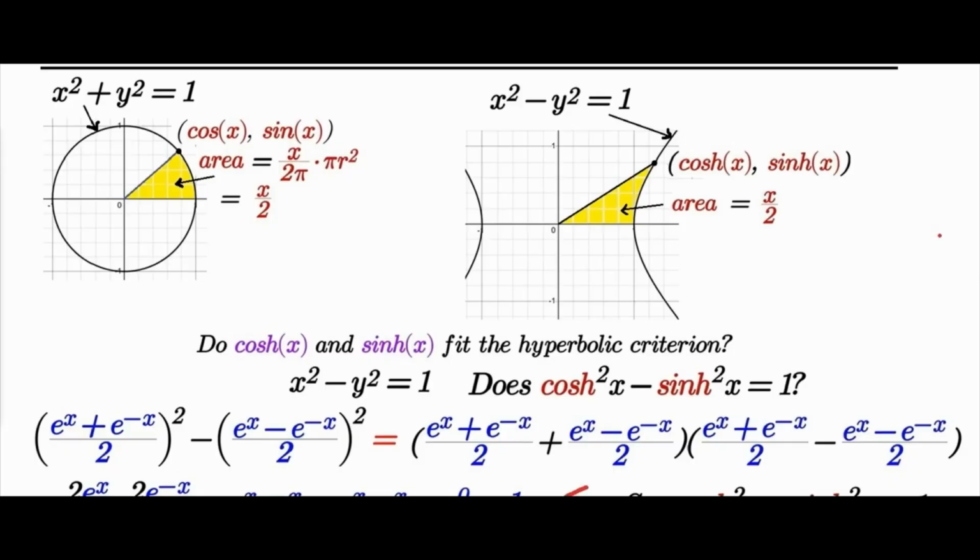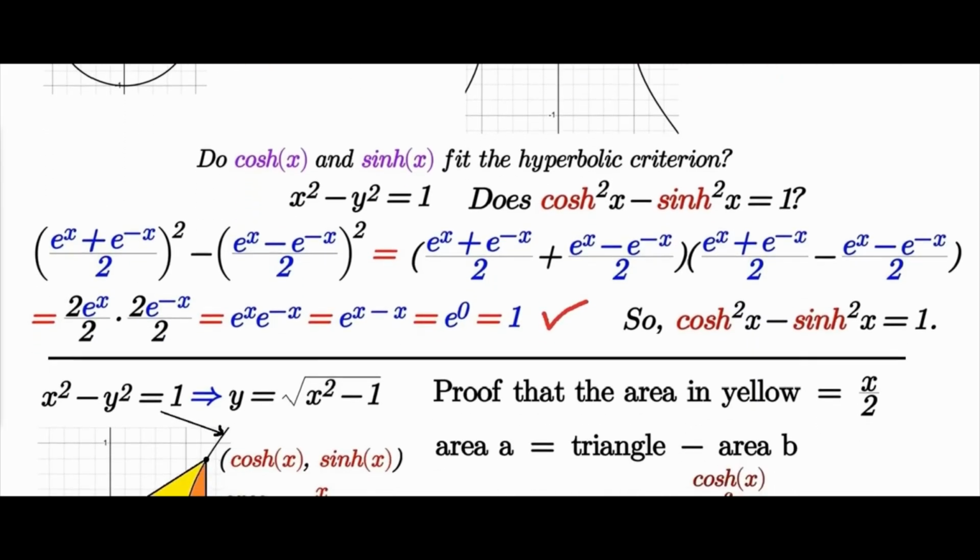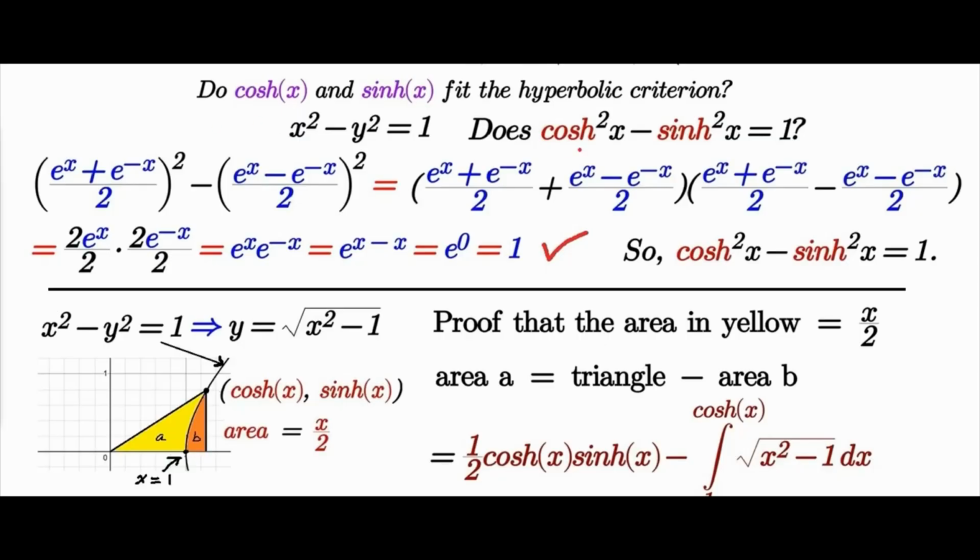So really what we should do is take them and plug them into the hyperbolic equation and see if it equals 1. And so that's what I'm doing here. So basically, if you just take cosh and sinh and plug them into here, we have cosh squared minus sinh squared. These are just what we derived above. And we're going to see that sure enough, we do get 1.